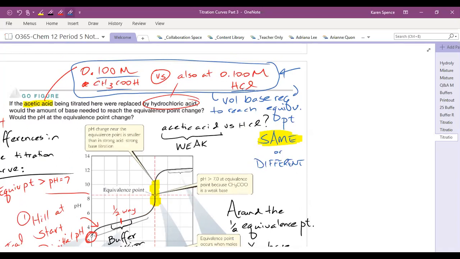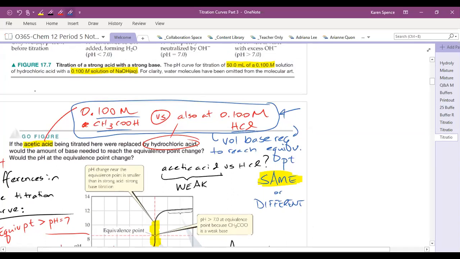Yes. Would it be higher or lower? And if you actually know the value, if we change it to 0.1 molar HCl, you can let me know that. Yeah, it is going to be pH 7.